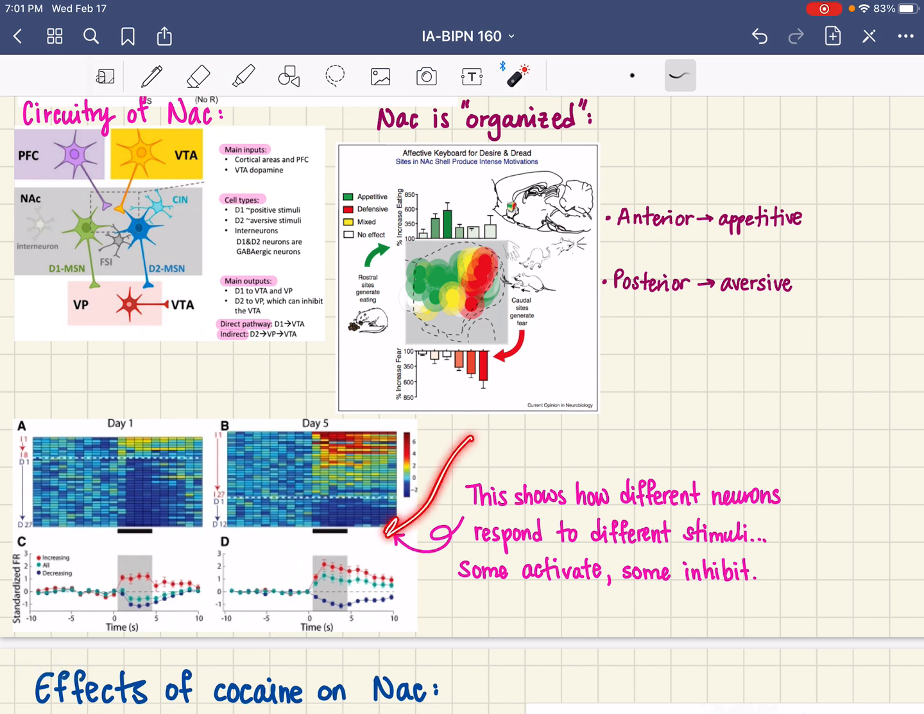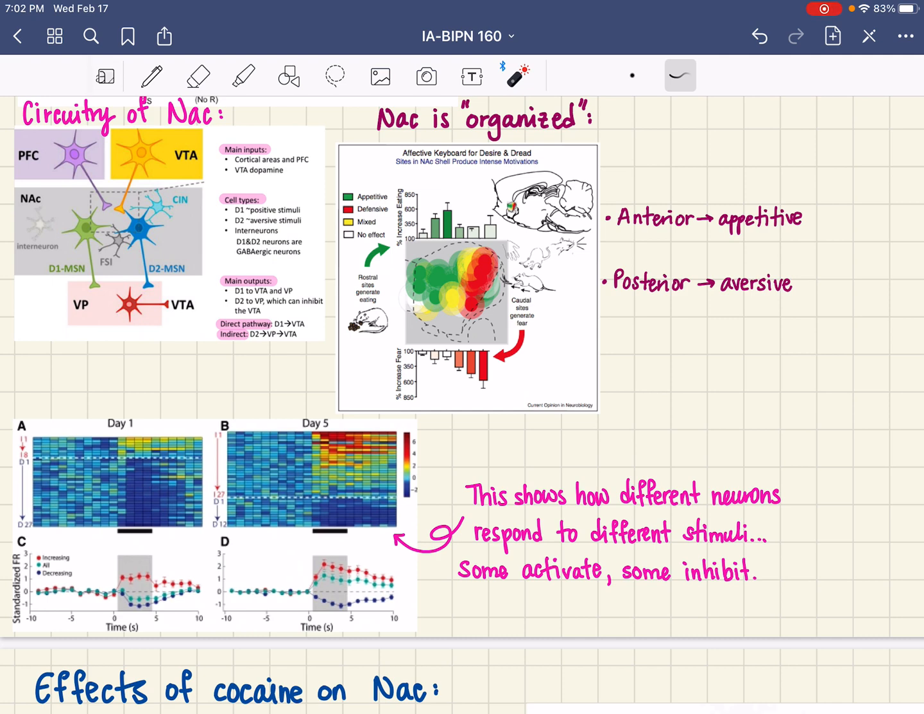Now this study over here showed that different neurons respond to different stimuli in the nucleus accumbens, and that's kind of this idea of having the D1 and D2 neurons. Remember how I just said that some of them can activate and some of them can inhibit the next brain areas? So for example, I think D1 can activate VTA and VP, but D2, when it activates VP, VP can inhibit VTA. I don't know if I said that right.